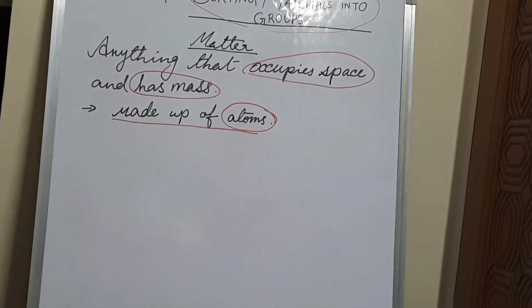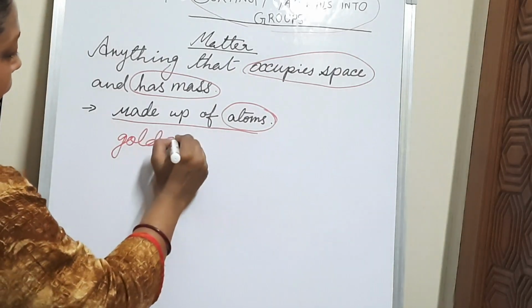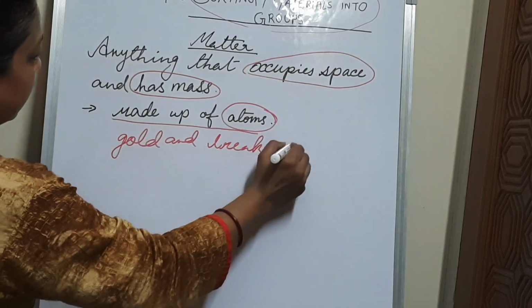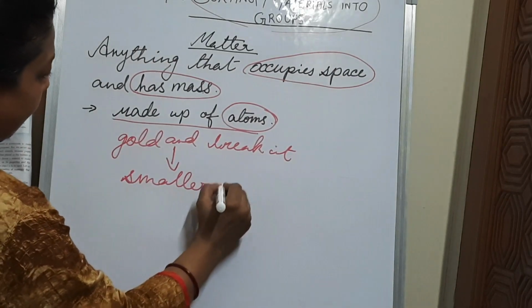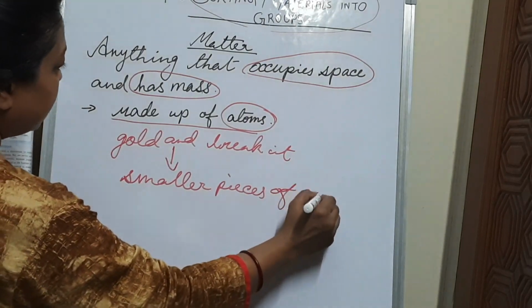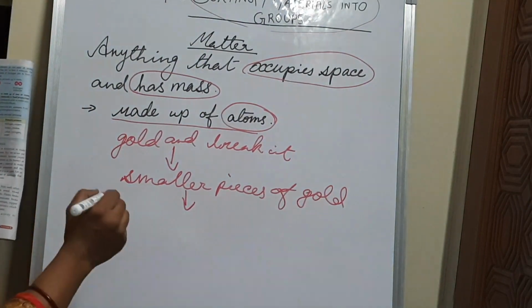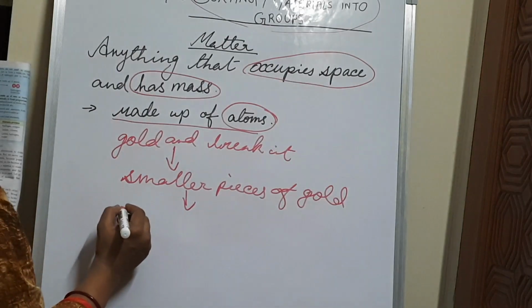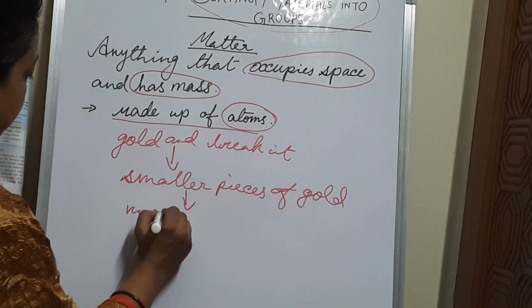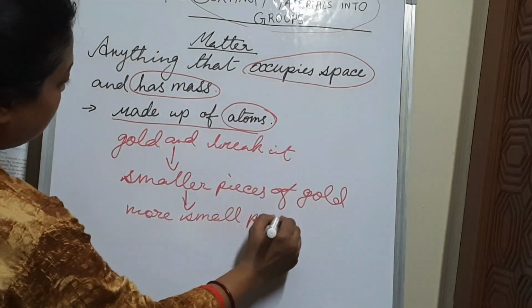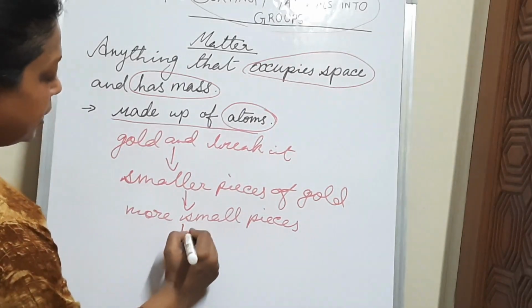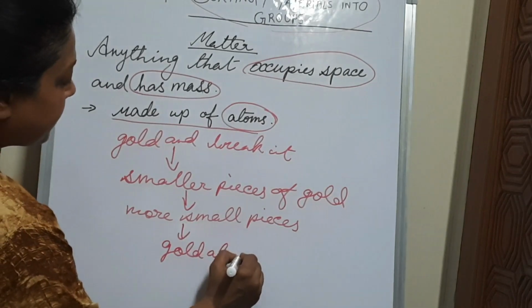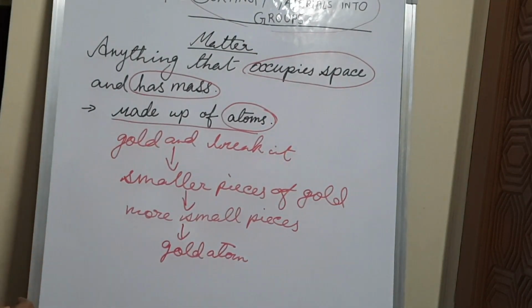So let us take a piece of gold and break it. So what will we get? We will get smaller pieces of gold. Now, if we break these smaller pieces of gold again, we will get more small pieces. The smallest piece of gold is the gold atom. Similarly, the smallest particle of silver and iron is also an atom.